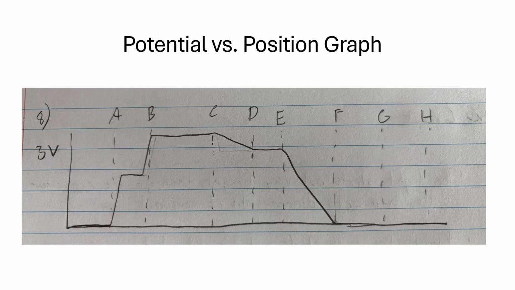Then it drops down just a little bit when it goes through that first resistor, and then it stays the same from D to E, which is just a space between the two resistors, and then drops all the way down to 0 volts after that last resistor.